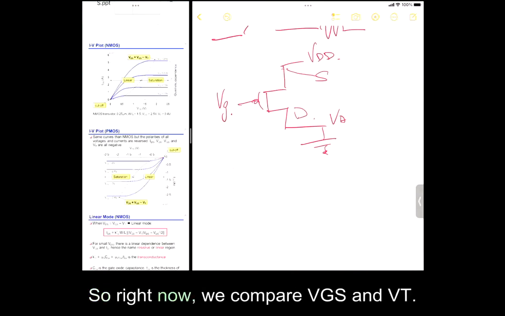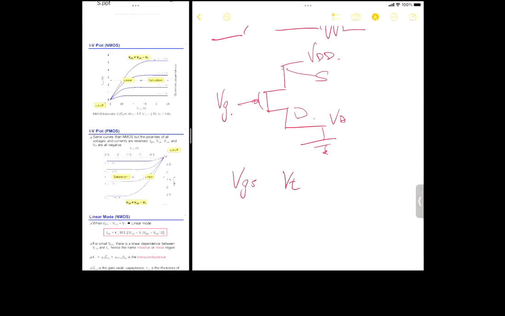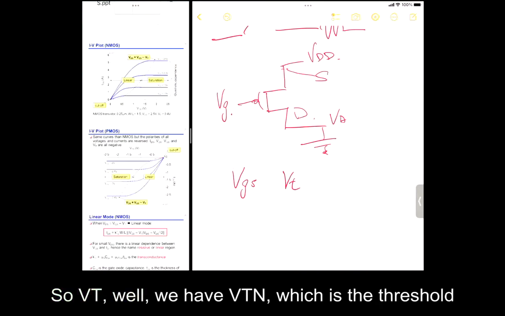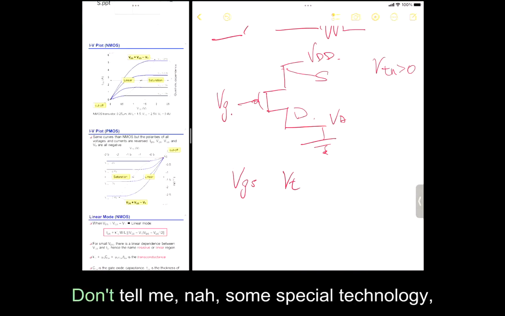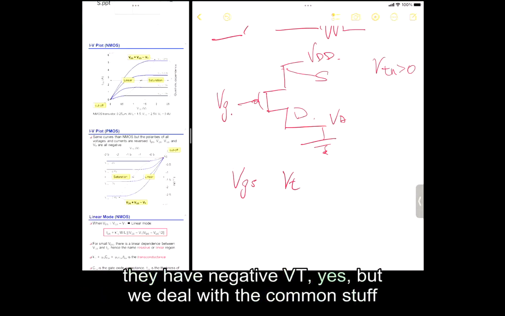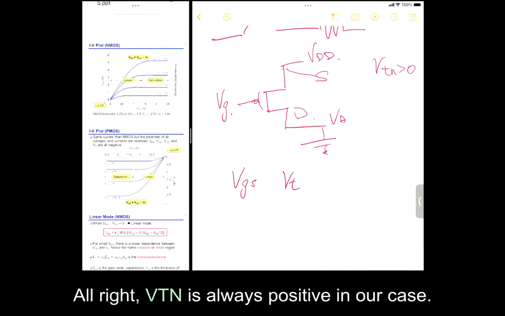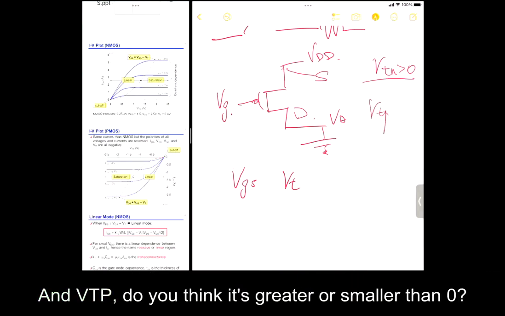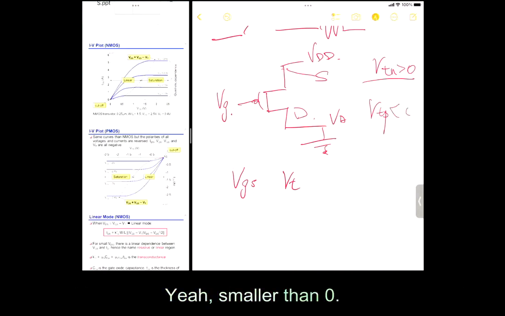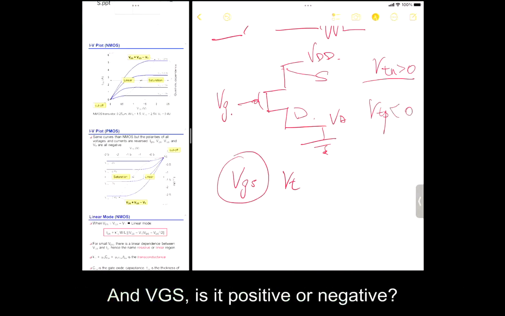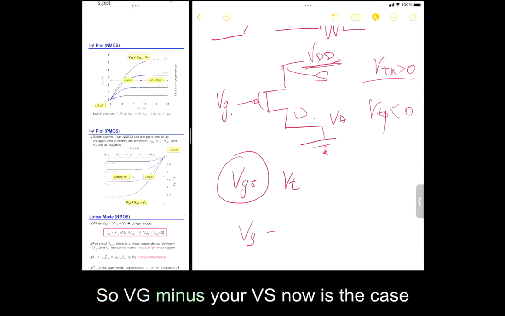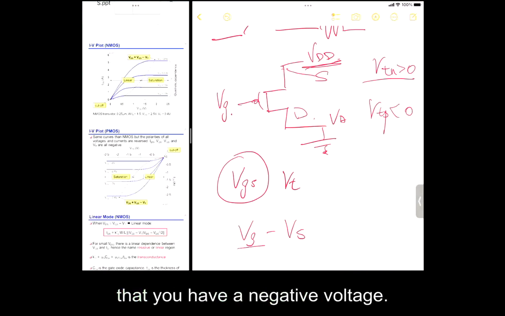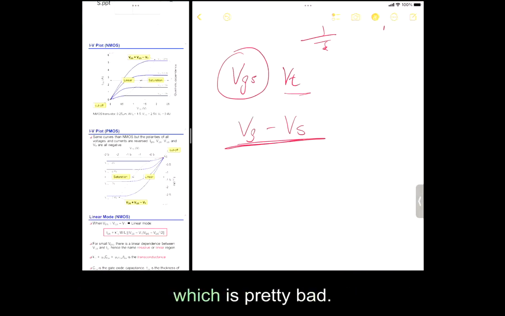All right? So right now, we compare VGS and VT. The first thing: we have VTN, which is the threshold voltage for your NMOS. It's always positive. In a common technology, don't tell me some special technology has negative VT. Yes, but we deal with the common stuff first. VTN is always positive in our case. And VTP, do you think it's greater or smaller than 0? Yeah, smaller than 0. So that is the worst thing. And VGS, is it positive or negative? Yep, because you can't have anything higher than VDD. So VG minus VS is a negative voltage. So you're comparing a negative with a negative, which is pretty bad.